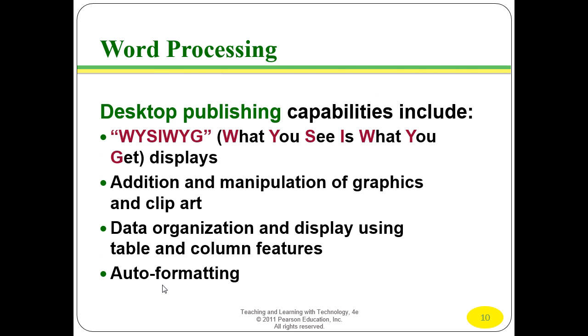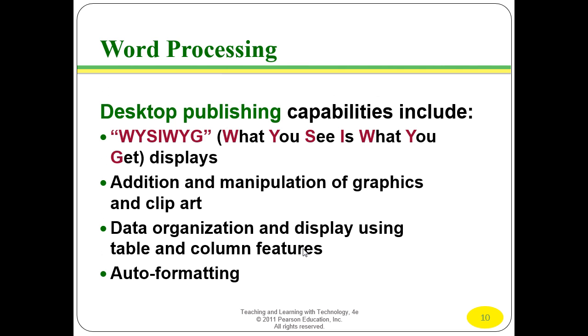Now, most desktop publishing software will also have very advanced graphics and clip art capabilities that you can add, manipulate, and do all kinds of things with. And you can organize your data and display using table and column features, like if you're doing a brochure or a newsletter, where you can set columns to save paper and save space. It gives you that capability.